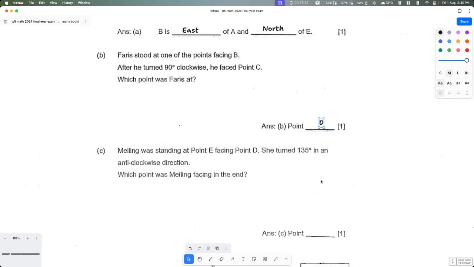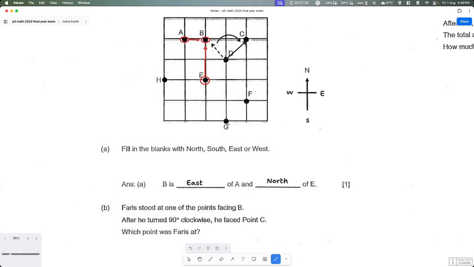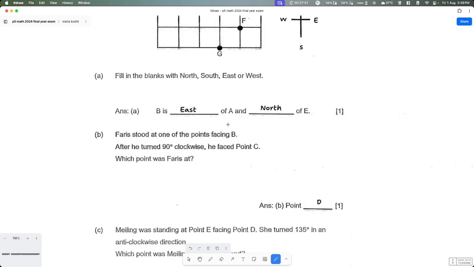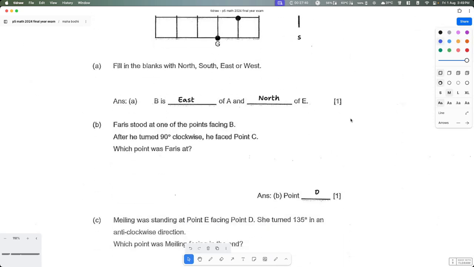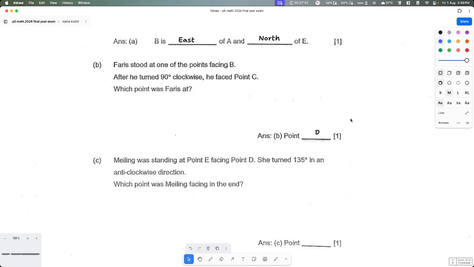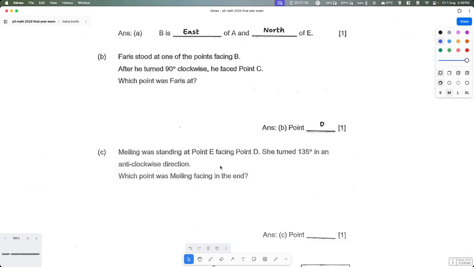All right, so that's part B. Part C: Mei Ling was standing at point E facing point D. So Mei Ling is at point C pointing at D. So let me have another point, and then this is this. Maybe blue. All right, so she turned 135 degrees in an anti-clockwise direction. Which point was Mei Ling facing?